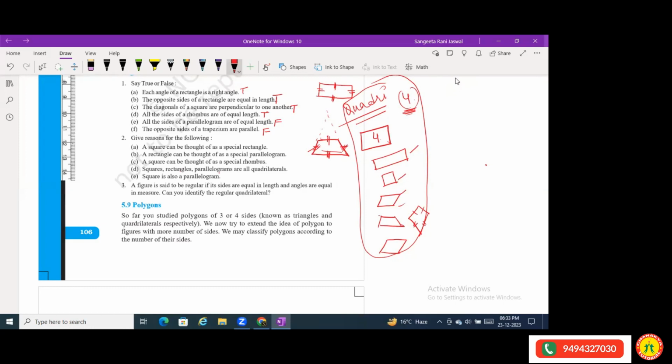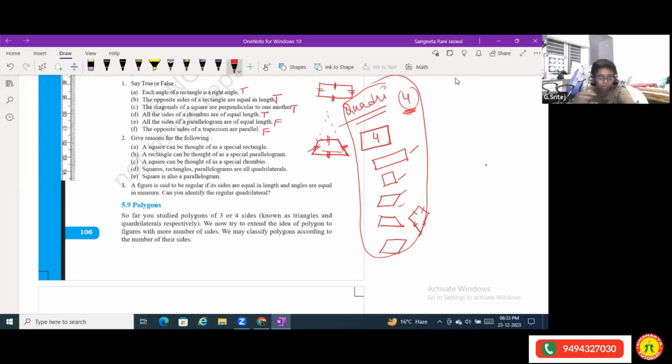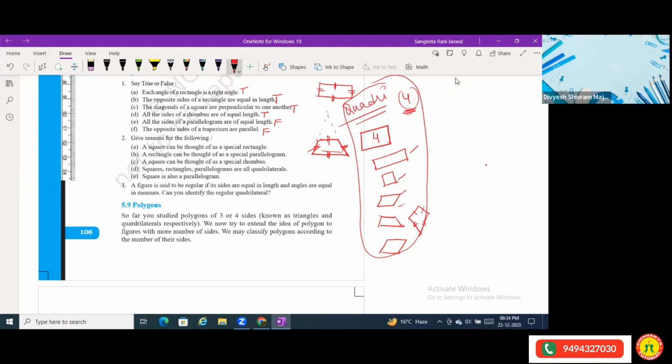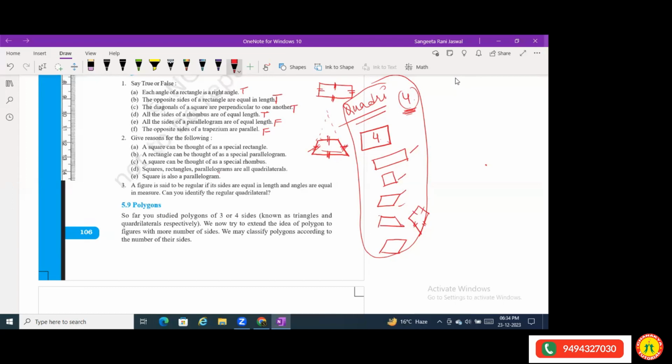Ma'am, the main reason is that when we join the diagonals of a parallelogram and a square, they are both perpendicular. Yes, diagonals are also perpendicular. Opposite sides are equal. Ma'am, the difference is that in a square all sides are equal, but in a parallelogram only opposite sides are equal. But although a square has all sides equal, its opposite sides are also equal. So we can say that it's a special case.